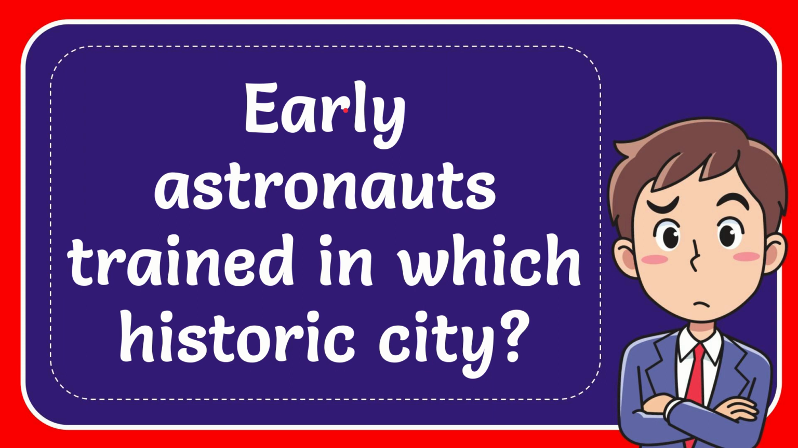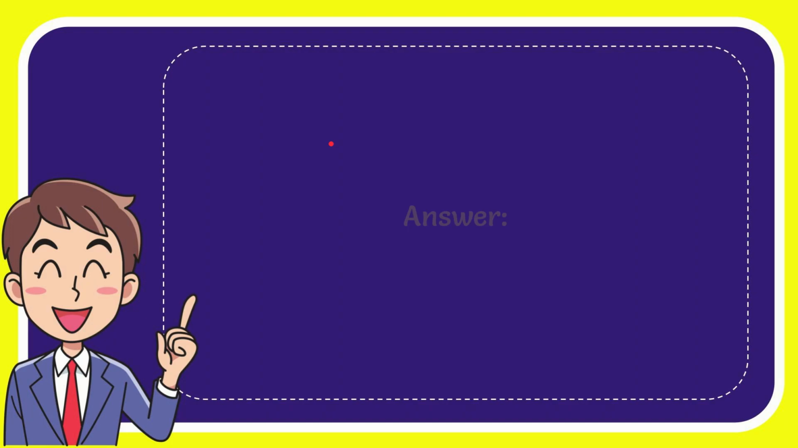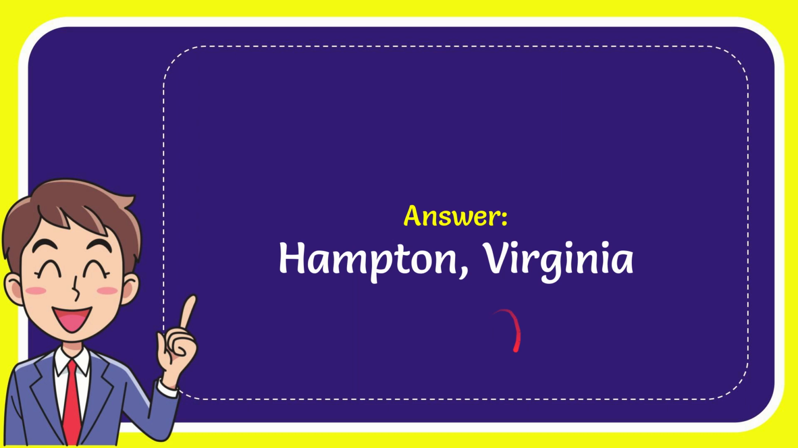In this video, I'm going to give you the answer to this question. The question is, early astronauts trained in which historic city? Now I'll give you the answer to this question. The correct answer to the question is Hampton, Virginia. Well, that's the answer to the question.